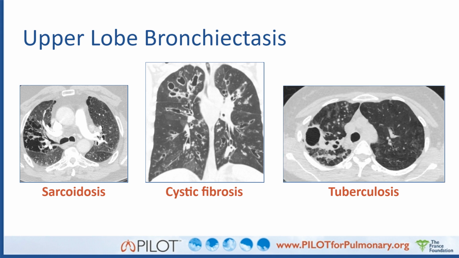Tuberculosis, like sarcoidosis, causes dilatation of the posterior upper lung bronchi. In a characteristic appearance, we might also see tree-in-bud opacities that would help with the diagnosis.